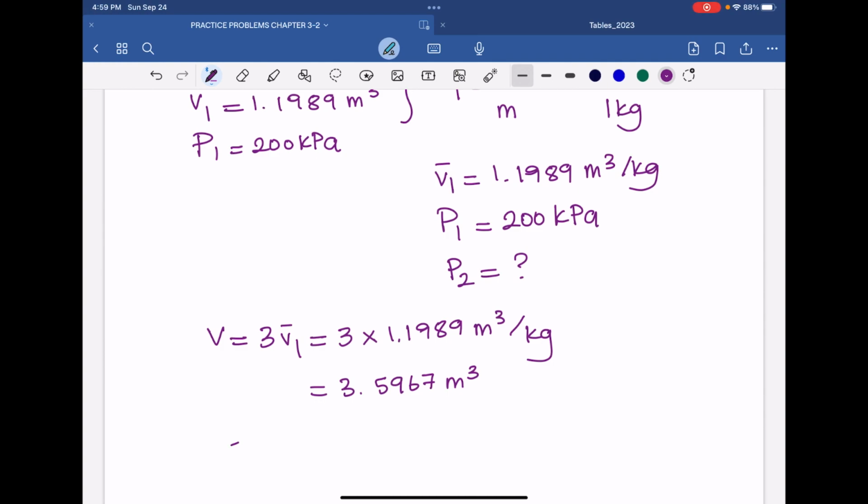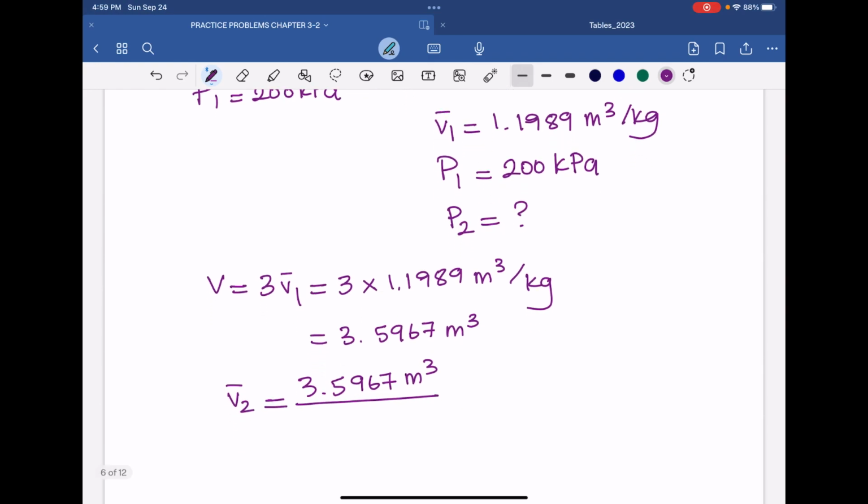So what I can do is calculate the specific volume at the second state, because I know the overall volume, right? And also I know the overall mass, which is 1 kilogram, which gives me the specific volume of the water once the partition has been removed. So that is the specific volume.